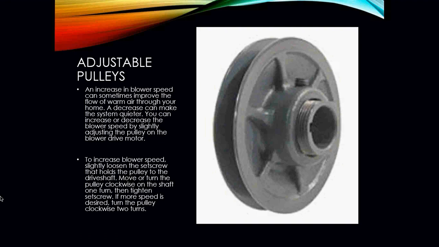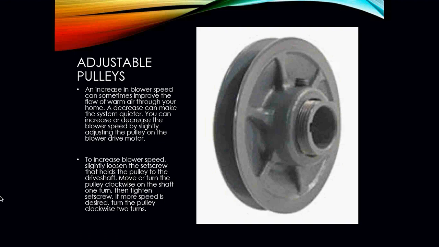A lot of times if we run into issues with furnaces not achieving the proper temperature difference or temperature rise across the coil or a heat exchanger, sometimes it's going to be the velocity, or how fast the blower is actually spinning. So what we sometimes will need to do is change the fan speed to slow down the velocity or increase the velocity.